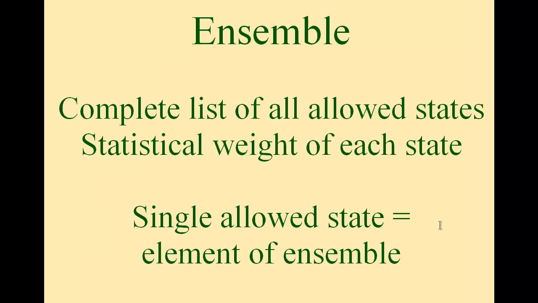Following Gibbs, we now introduce the ensemble. An ensemble is a complete list of all allowed states of the system and the statistical weight, the importance assigned to each of those states. Allowed has a specific meaning we'll get to later. A single allowed state of the system is also called an element of the ensemble.